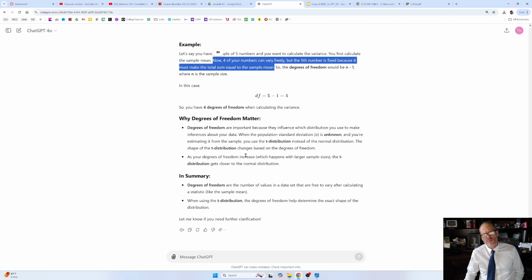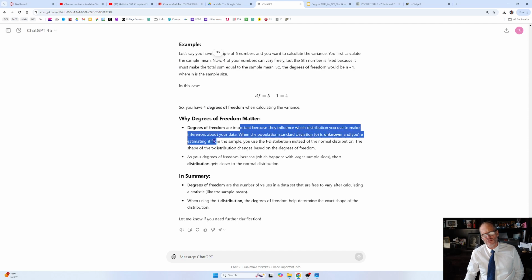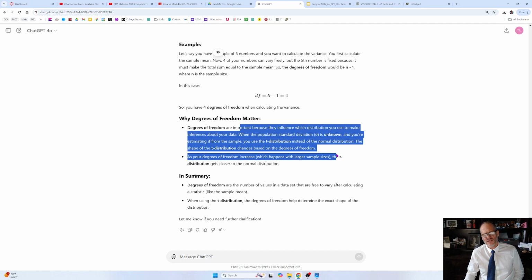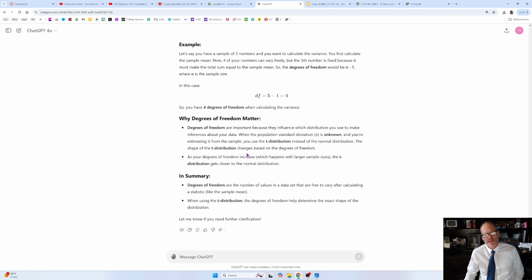Why degrees of freedom matter? Degrees of freedom are important because they influence which distribution you use to make inferences about your data. When the population standard deviation is unknown and you're estimating it from the sample, use the t-distribution instead of the normal distribution. The shape of the t-distribution changes based upon the degrees of freedom. As your degrees of freedom increase, which happens with large sample sizes, the t-distribution gets closer to the normal distribution.